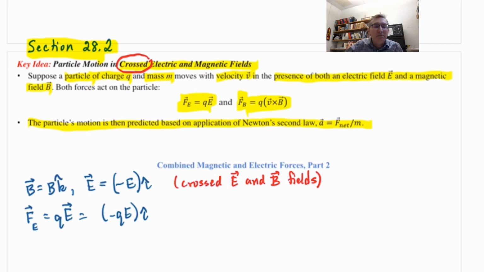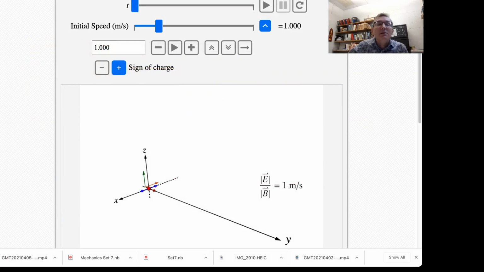Our animation, go back to that, looks like the sign of the charge is positive. And if I hover over the blue arrow pointing in the negative x direction, sure enough, that's labeled F electric. Same direction as E, which is the red arrow. Okay, so everything makes sense so far.